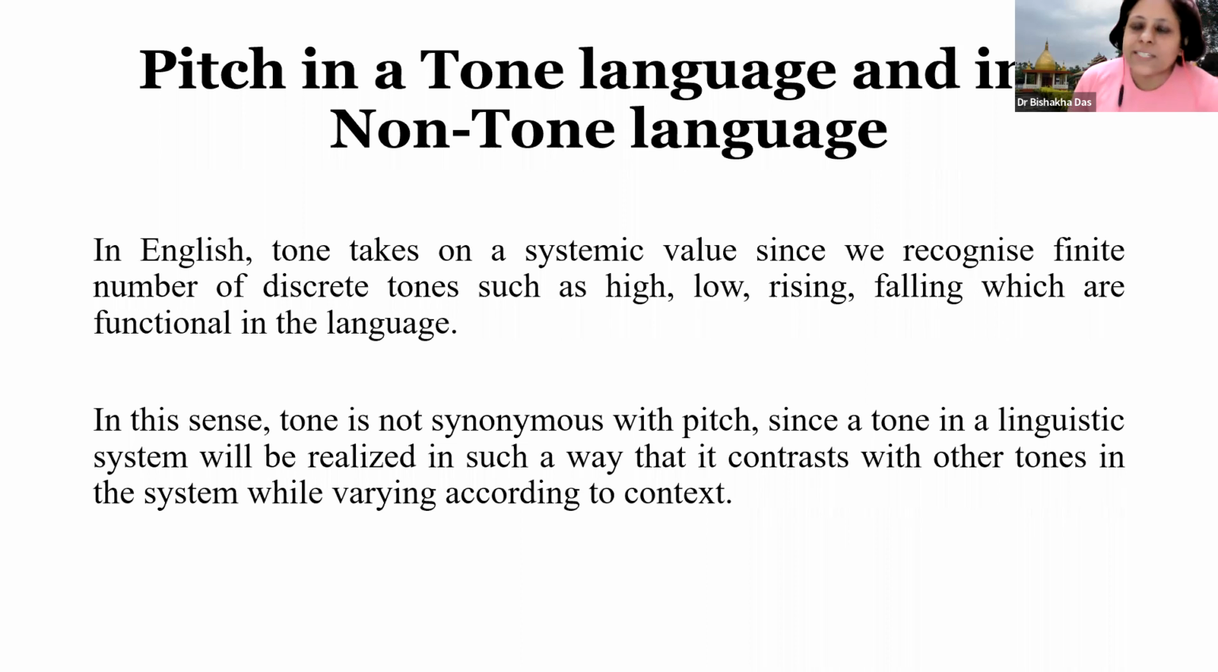So in tone languages, we find that tones are directly associated with syllables or lexical items. Hence, to a speaker of a non-tone language, what seems to be just a word, a lexical item, ma, is in fact four different words, depending on the context, depending on the associated tone.